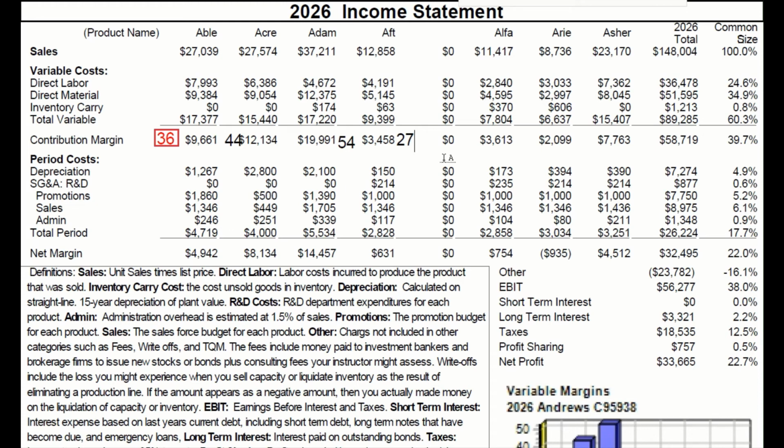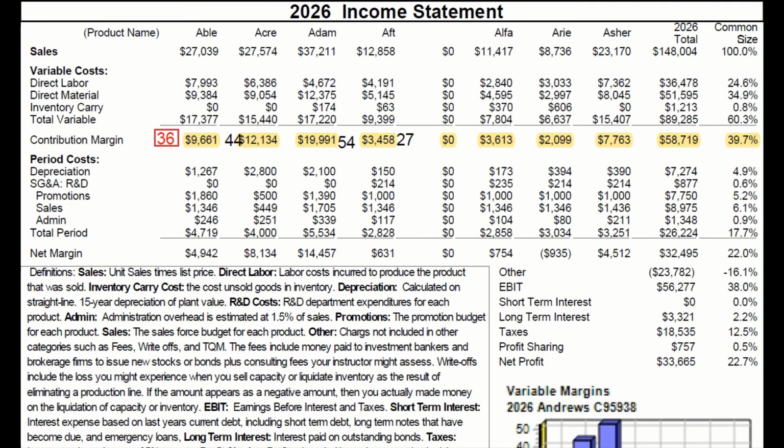So in this case here, we can see AFT is at 27%. We can see, for example, that Adam is at 54% and so on. So this provides us with a little bit more insight. So let's take a look at what we have here. First and foremost, remember, our goals and objectives are to make sure that we have a GM of 30% or greater. And yes, we can say we do.